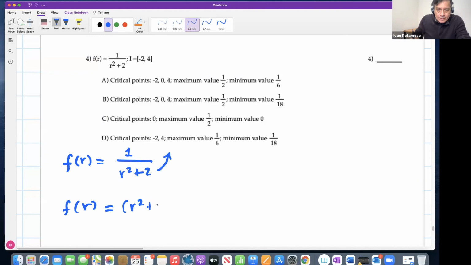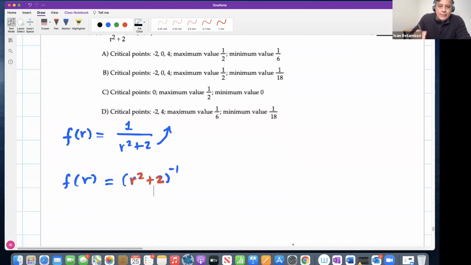r squared plus 2 raised to -1. These two are the same, right? But the advantage of this form is that I can quickly identify my outside function and my inside function, right? So I can use the chain rule instead of the quotient rule. So let's try to use the chain rule here.